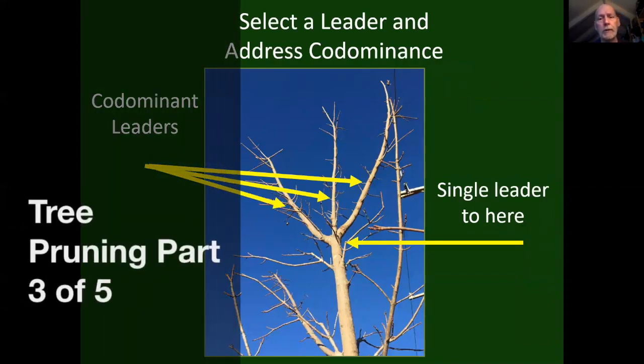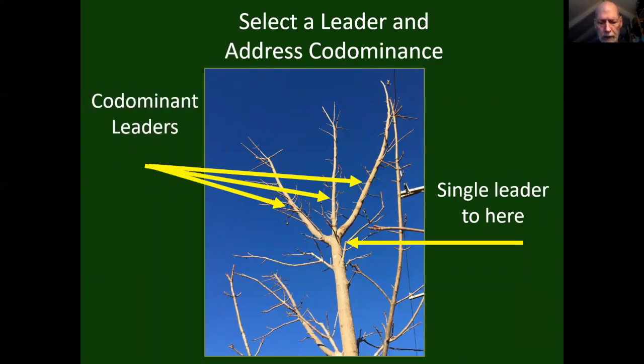Now we're going to talk about codominance. So what is codominance? Here's our main trunk, our leader, our main stem. You call it lots of different things. And you get up to here and it splits in three different directions. And all of these are roughly the same size. They're equal in size to each other, or at least 50% of the size of each other, which means they're codominant. What this also means is you have a weakness right here in the trunk.